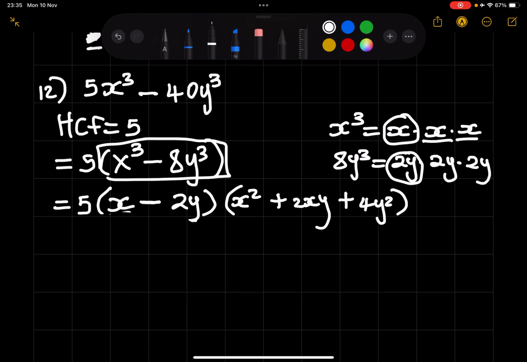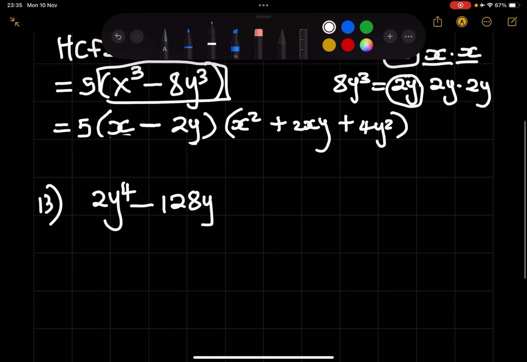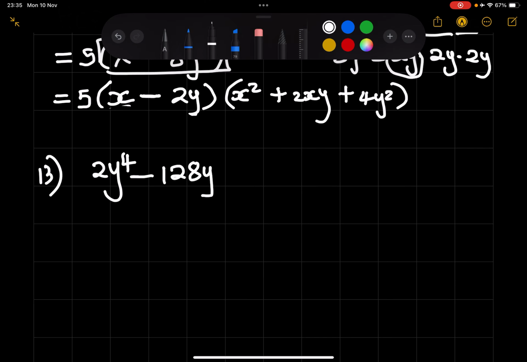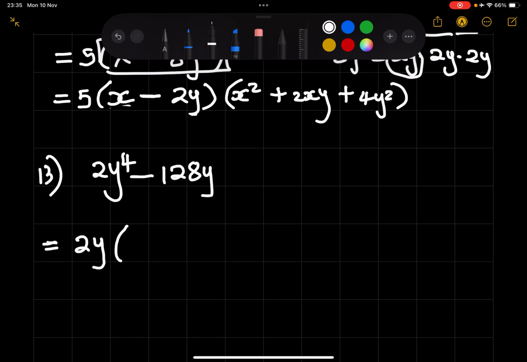Now let's go to 13. 13, we have 2y to the 4 minus 128y. Notice that we have a highest common factor of 2y. So before you factorize, you must always start by factorizing the highest common factor.